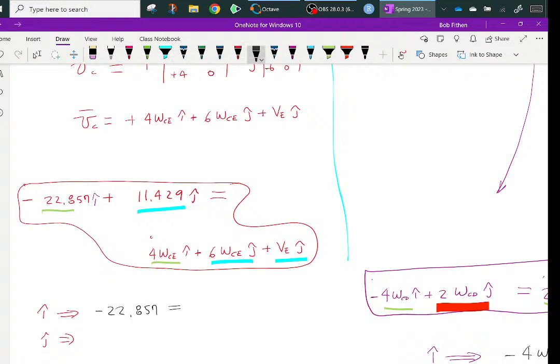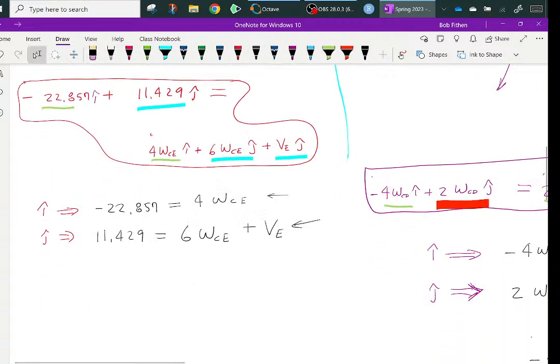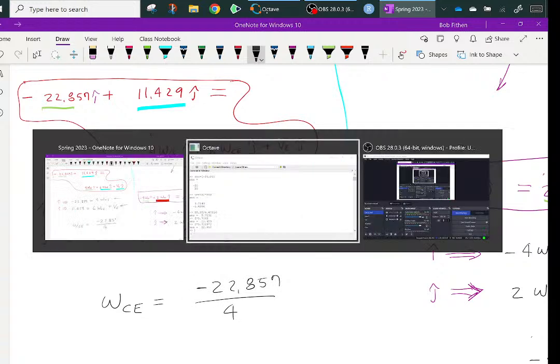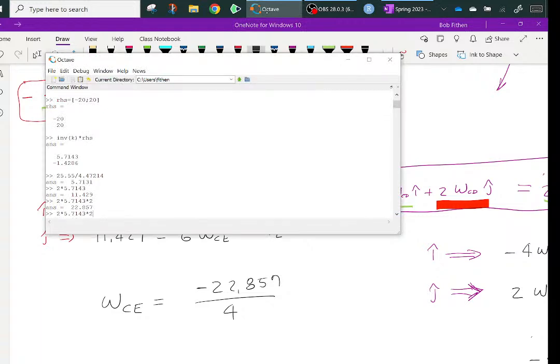Minus 22.857 equals 4 omega CE. Hey, I can get that straight out of there. And then 11.429 equals 6 omega CE plus the final velocity of E. So first thing I'm going to do is take the I equation and say omega CE is equal to minus 22.857 divided by 4, which is a number larger than 1. 4, guess what? It's 5.7143.